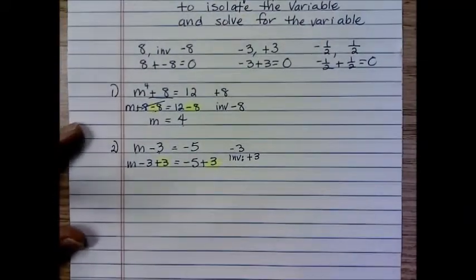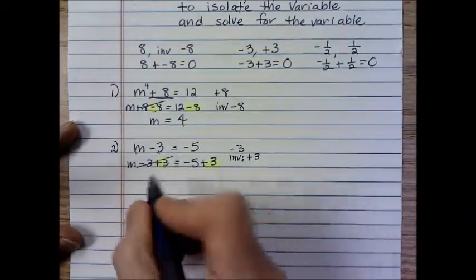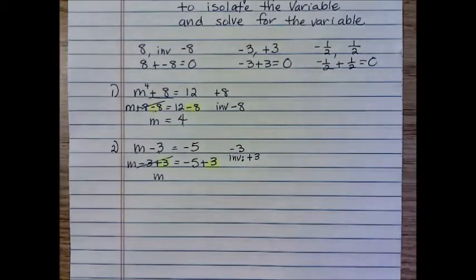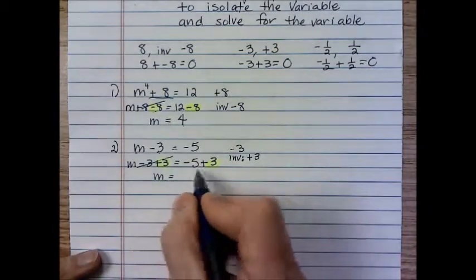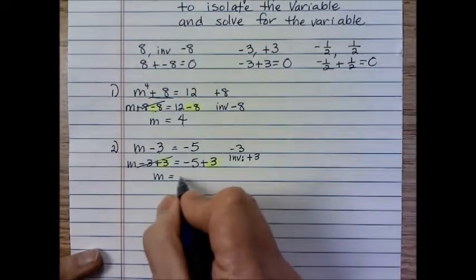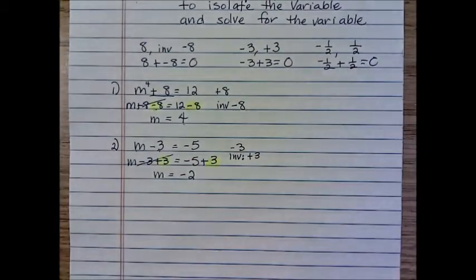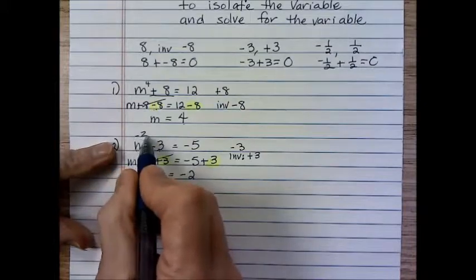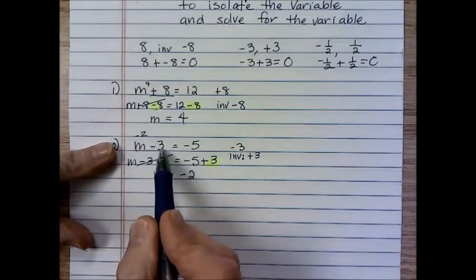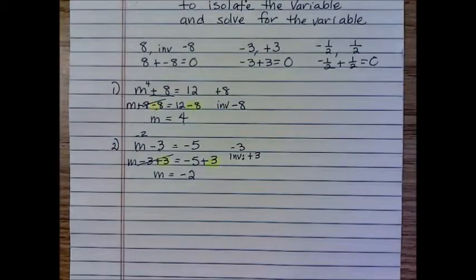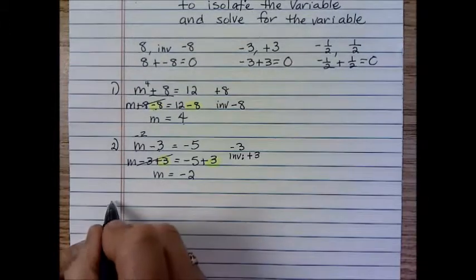And when I simplify, these 3's are going to cancel. That's how I get that variable all by itself. And negative 5 plus 3 would be negative 2. So if we go back and double check that, if I put a negative 2 up here, negative 2 minus 3 does equal negative 5. Let's try another one.